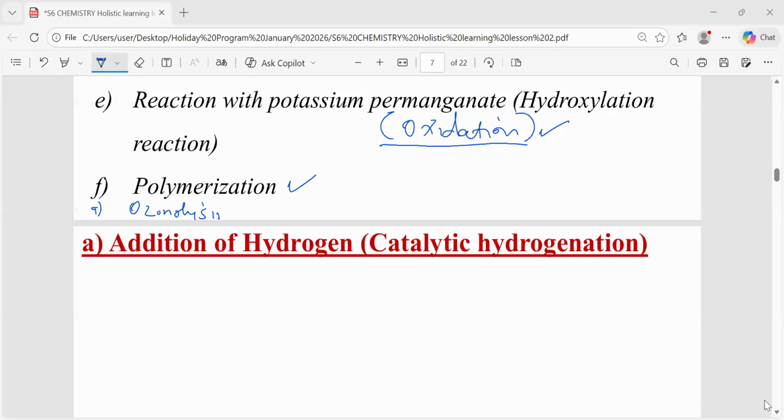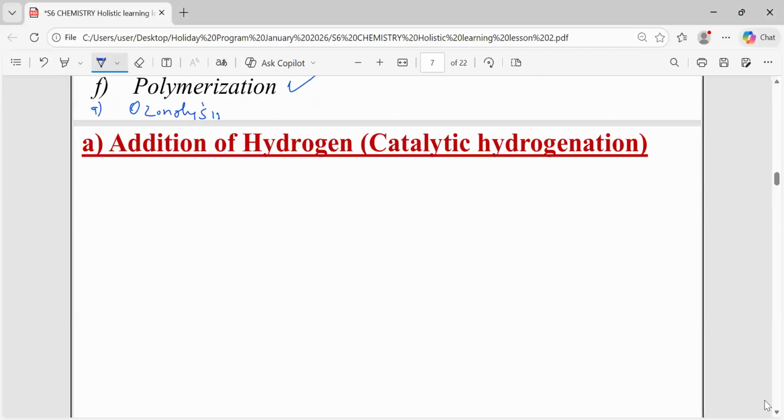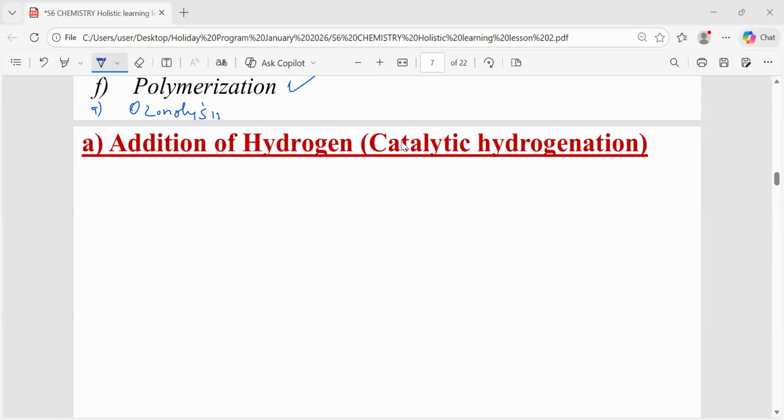So number one, we are looking at addition of hydrogen, which we have also called hydrogenation, and there is the one catalytic hydrogenation. I want only one person to tell us what you know about hydrogenation. Then we shall write the equations and then we move on. Let me start with Mapel Joseph. Joseph, unmute. I like the way we are participating and very active.